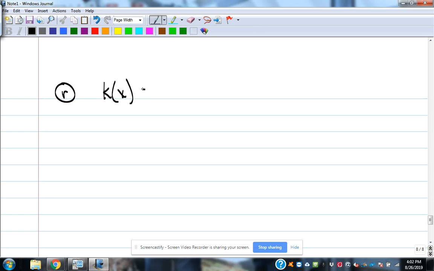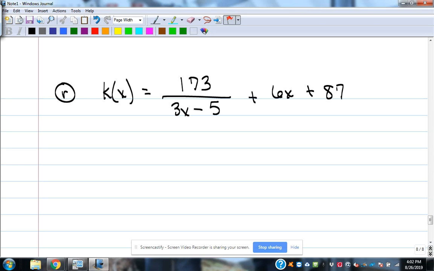Let's say k of x is equal to 173 over 3x minus 5 plus 6x plus 87. What part of that matters? The fraction and the x on the bottom. That's the only part that matters. The 173 and the 6x plus 87 don't really affect the restrictions on the domain here. It's only this part that's in the bottom, that 3x minus 5.